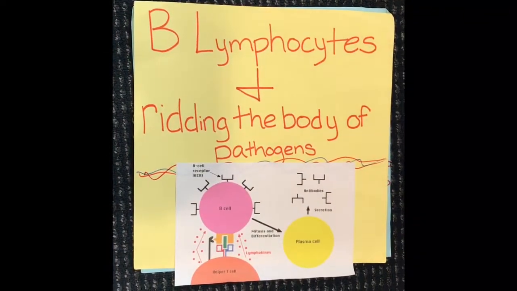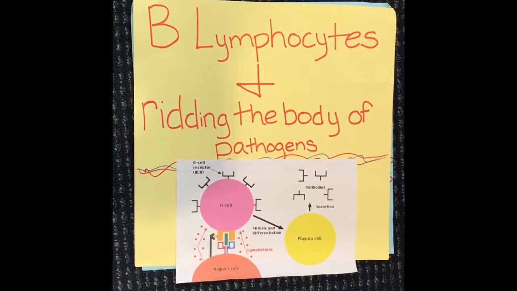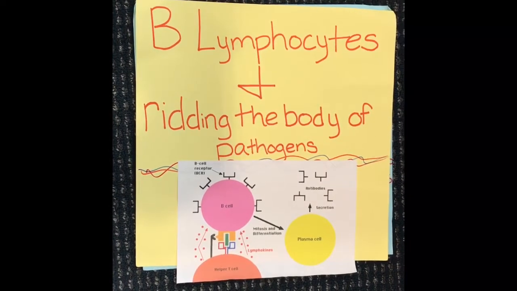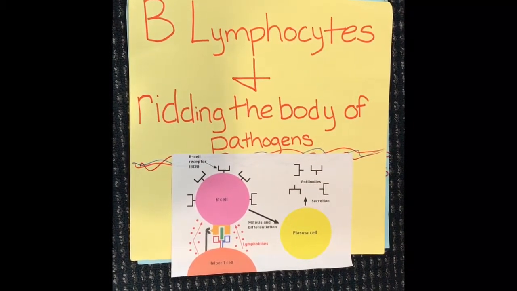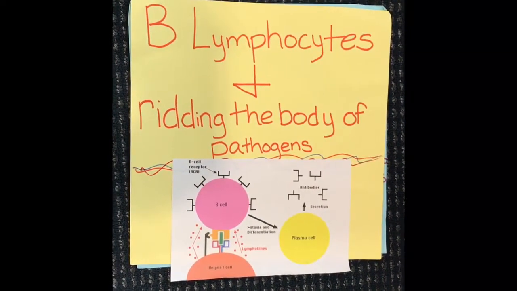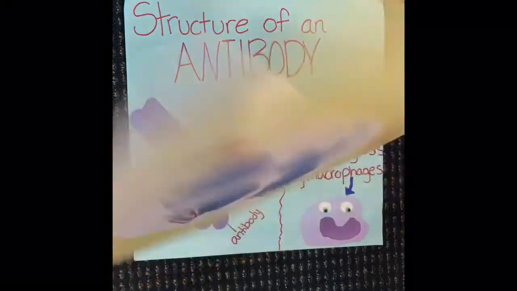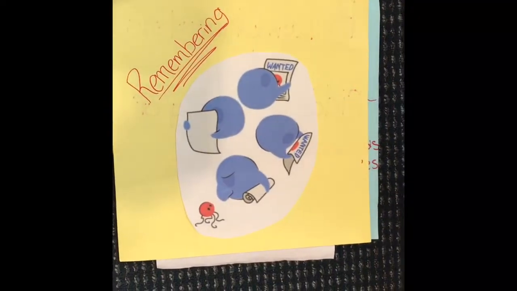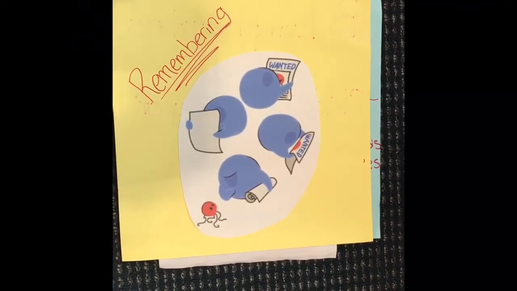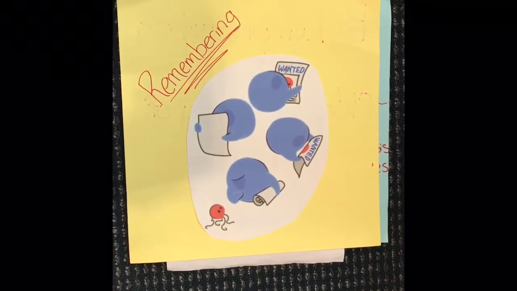B lymphocytes and ridding the body of pathogens. There are two different B lymphocytes in the immune system. One is the plasma B lymphocyte. It produces antibodies that are specific to the antigens on an infected pathogen, and it releases them into the blood. The second is a memory B lymphocyte. It remembers the same specific pathogen if it infects the cells a second time. Therefore, the response will be faster and you will have fewer symptoms, and it will produce even more antibodies too.